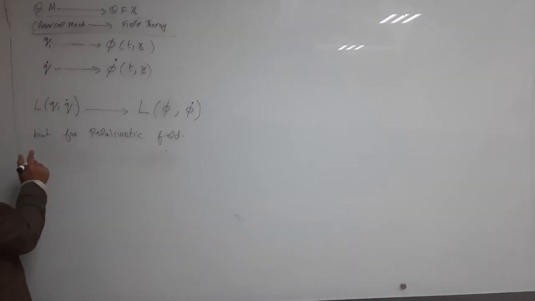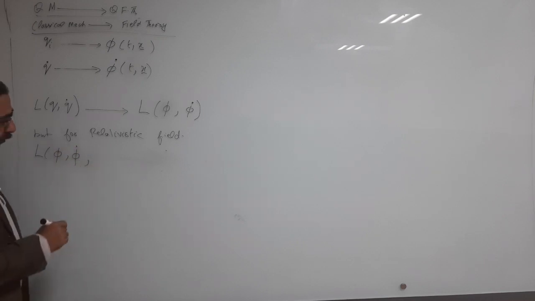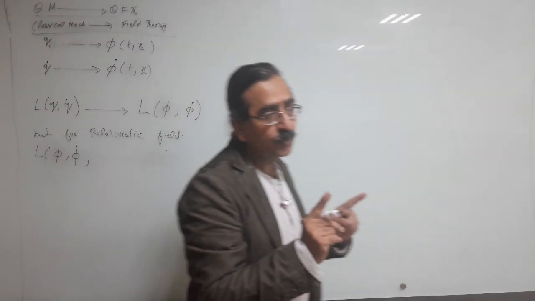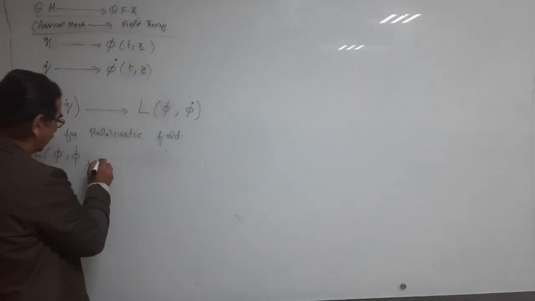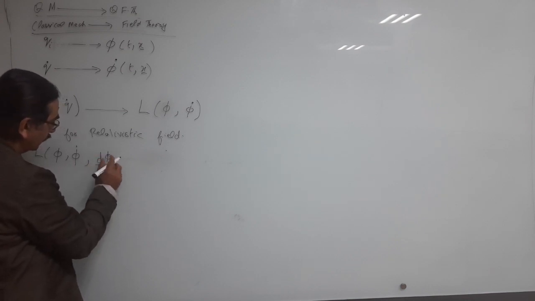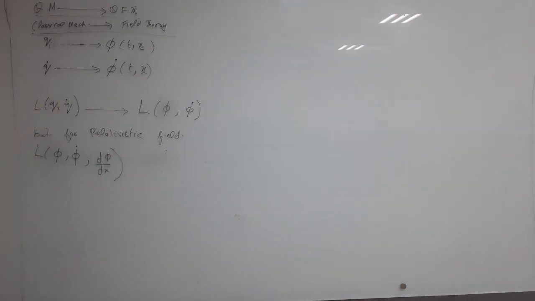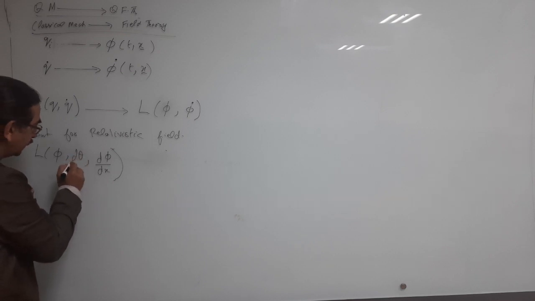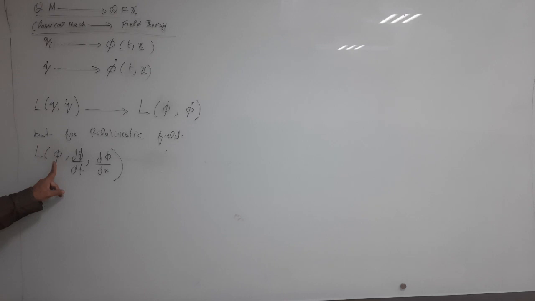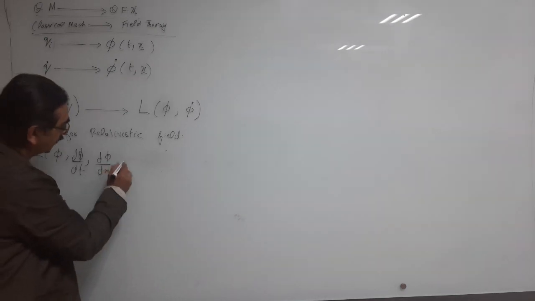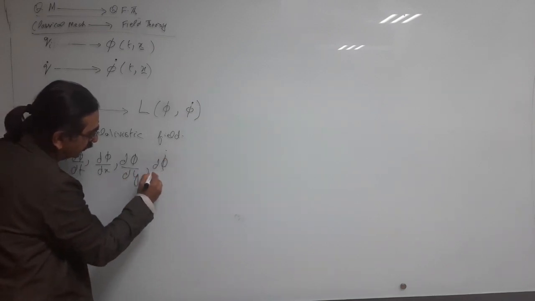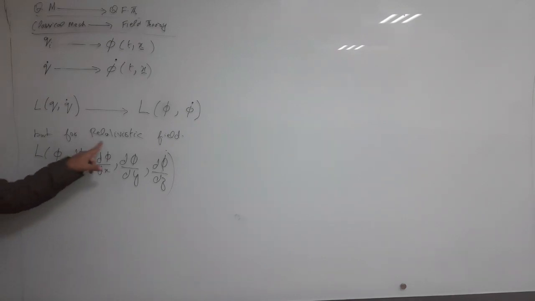For the relativistic field, your Lagrangian will be a function of phi dot. For relativistic, time and space will be treated on an equal footing. So there will be a time derivative as well as the derivative with respect to x of phi. Now the Lagrangian will be a function of phi dot. What is phi dot? That is the time derivative of phi. The spatial derivatives are d phi over dx, d phi over dy, d phi over dz. So this will be a function of phi, t, x, y, z.